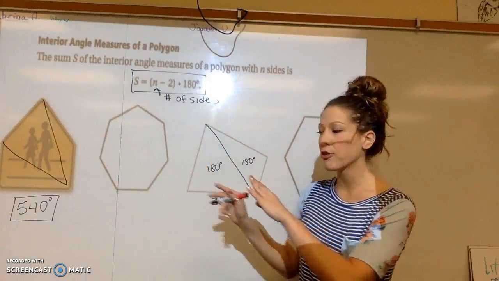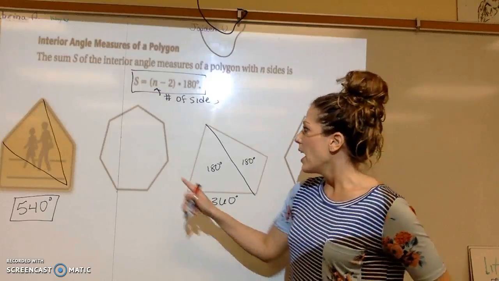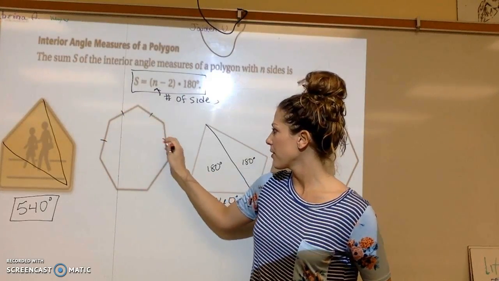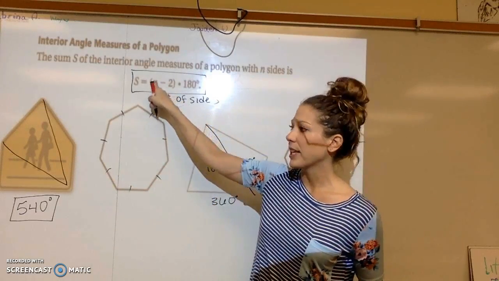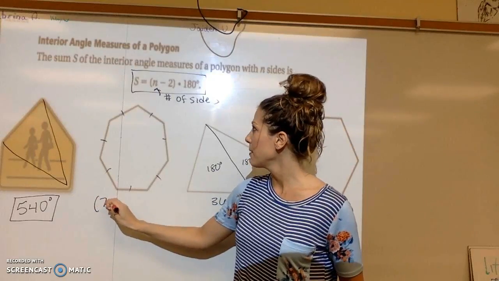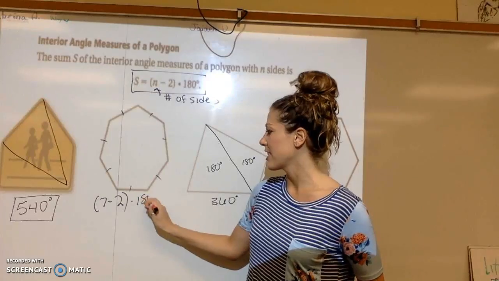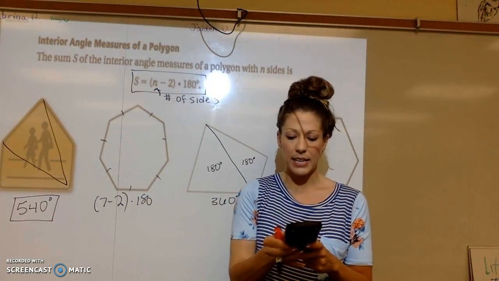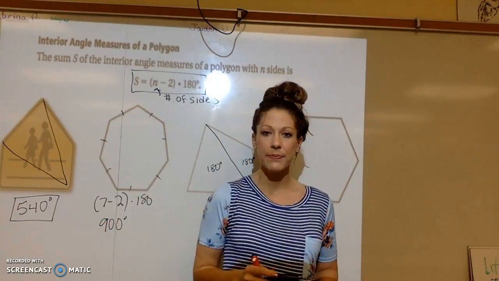All right, so let's use that formula on our last 2 shapes instead of dividing them into triangles. For this shape, let's count the sides. We have 1, 2, 3, 4, 5, 6, 7 sides. So we're going to plug in 7 for n. That's 7 minus 2, which is 5, times 180. I'm going to do 180 times 5, and that is 900 degrees.